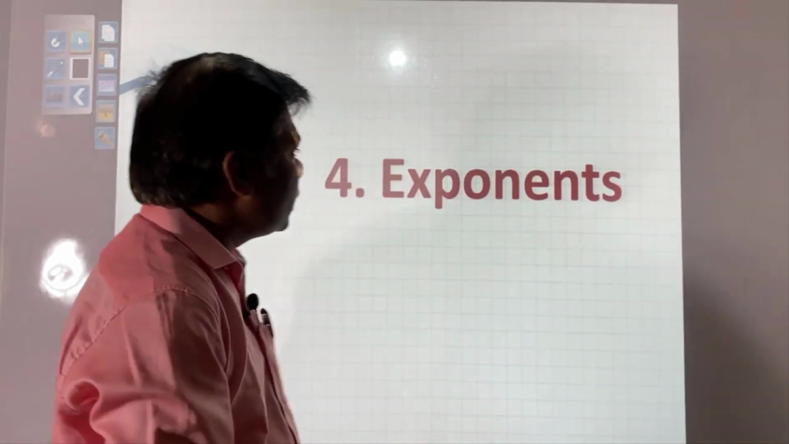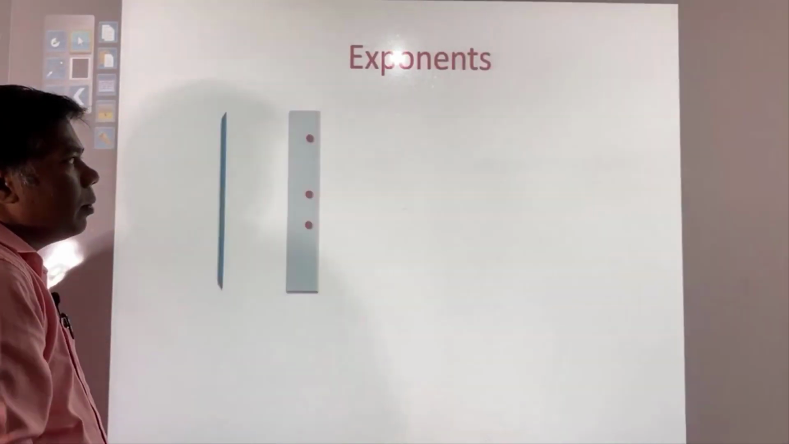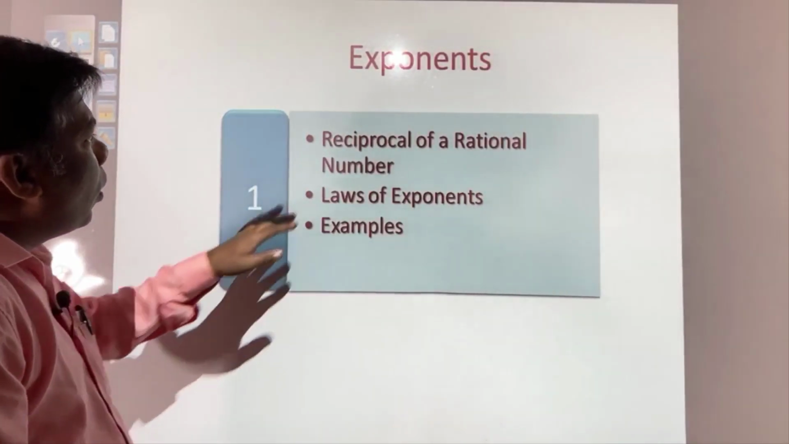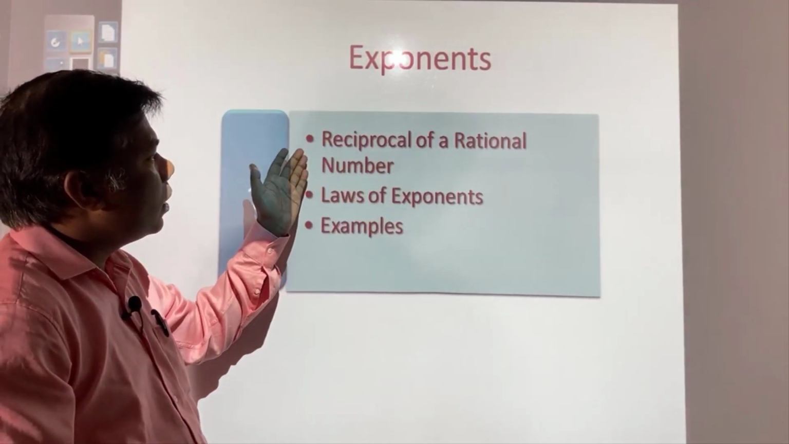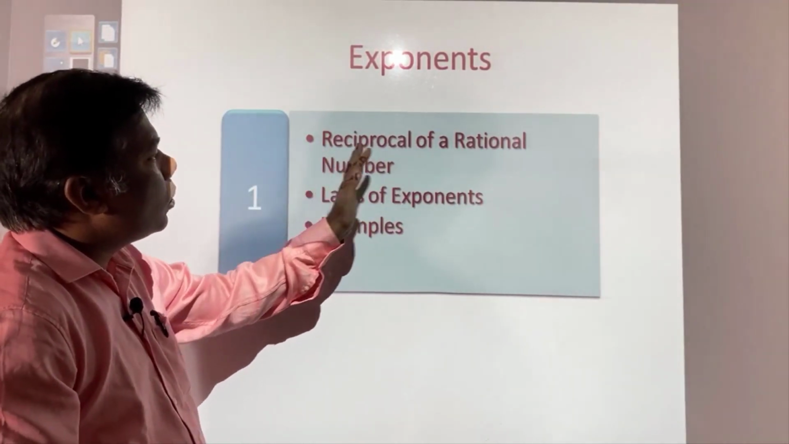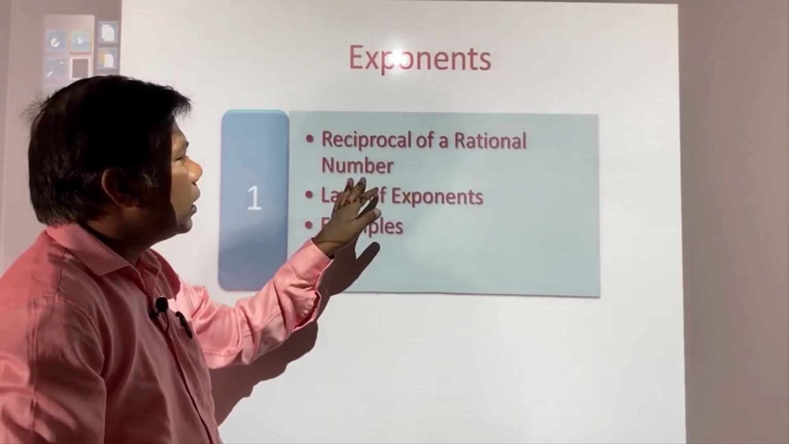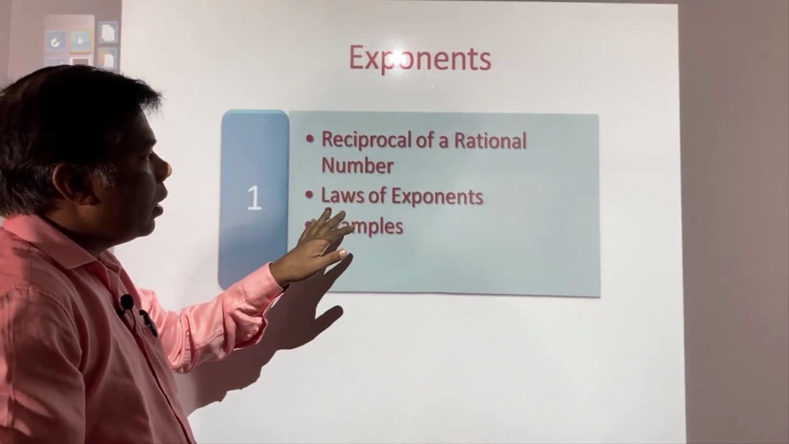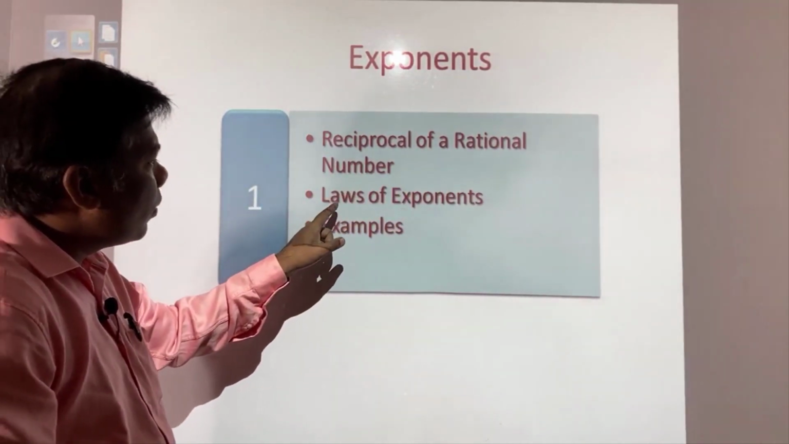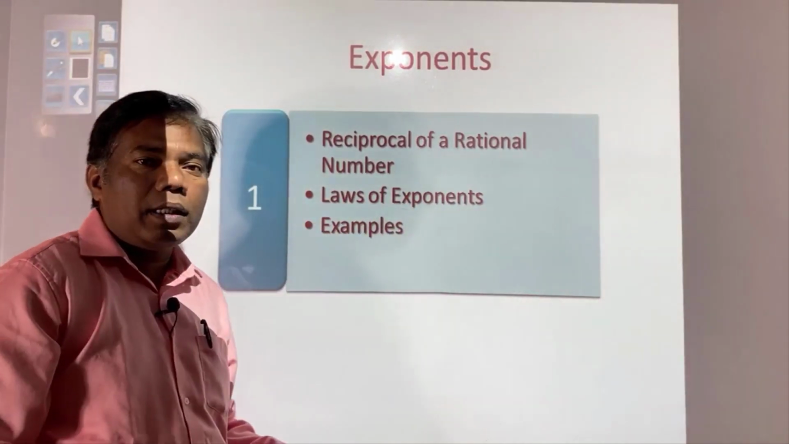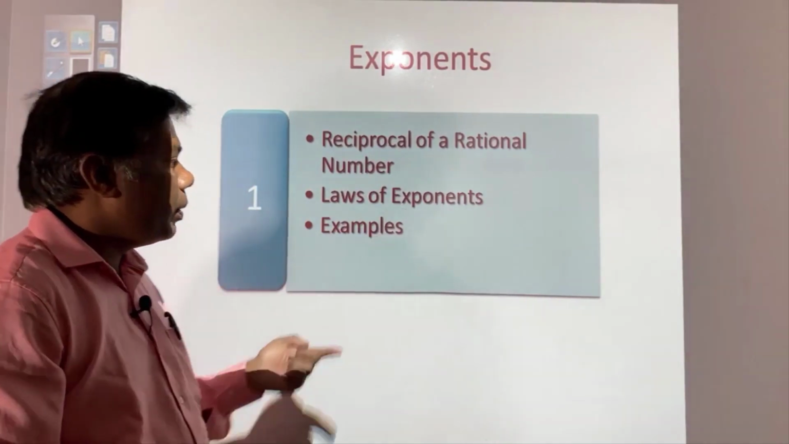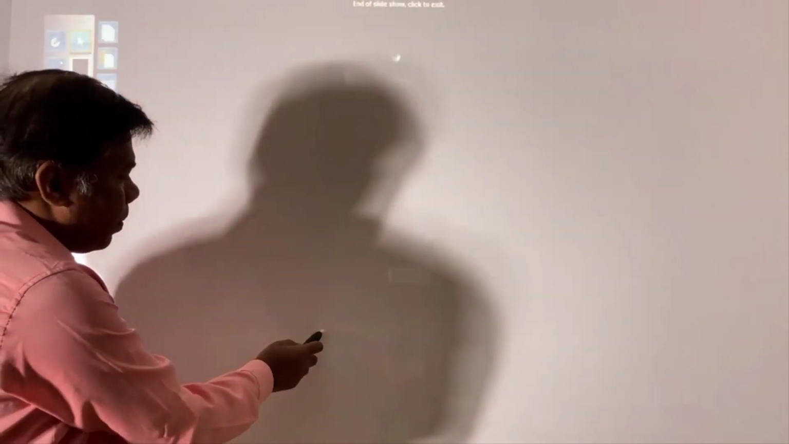Today we are going to start exponents and this is a very important chapter for you. Already we have seen the reciprocal of a rational number in the previous chapter. Today also we will see the reciprocal of a rational number as a review, and we will start the laws of exponents, and some examples are there in your book that will be seen. So let's start.